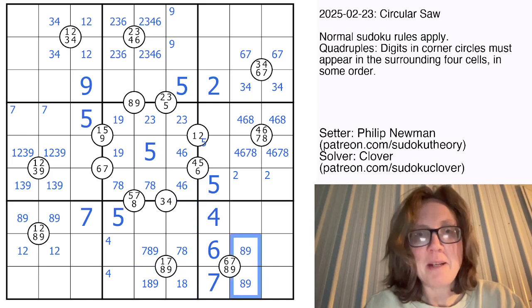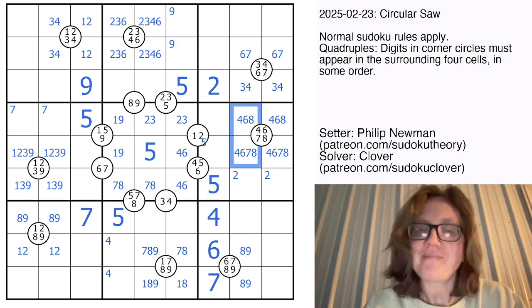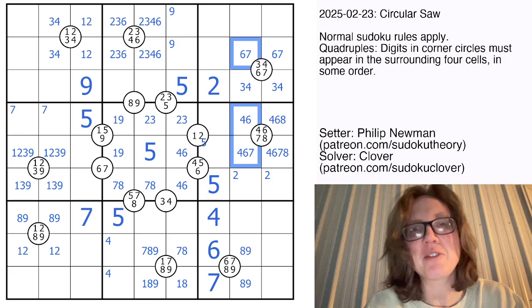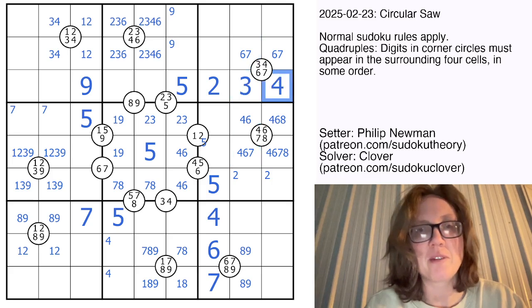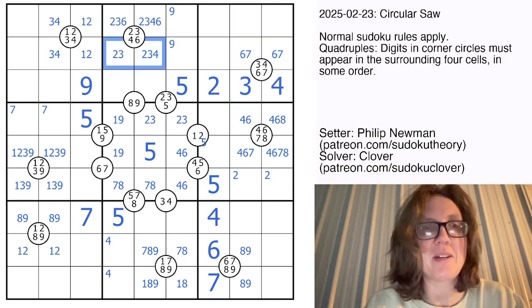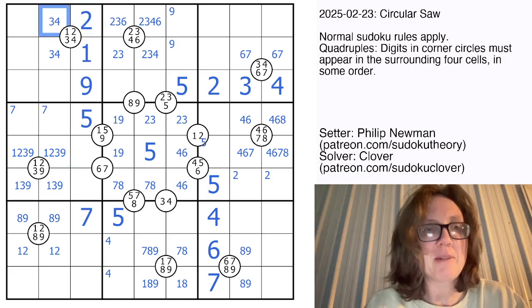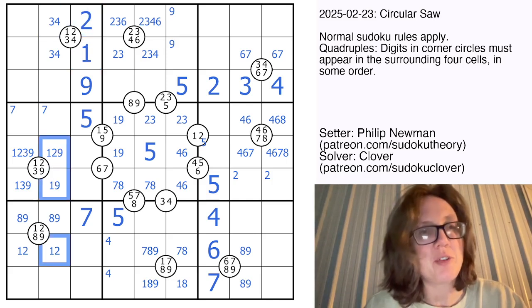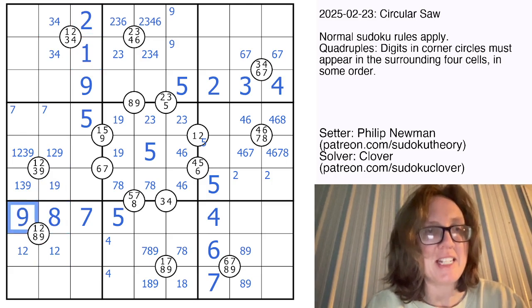My 8, 9 pair eliminates 8s from right there. That's a very elegantly designed puzzle, Philip. That gives me a 4, 6, 7 triple, which places a 3 and a 4 right there. My 6, 7 pair eliminates 6s there, so now I have a 2, 3, 4 triple. That's a 1 and a 2. And my 3, 4 eliminates 3s there. I have a 1, 2, 9 triple. That gives me an 8 and a 9, like so.